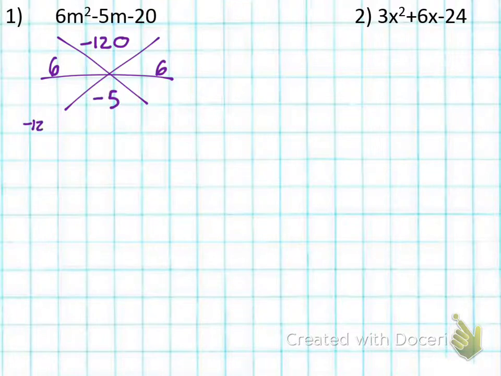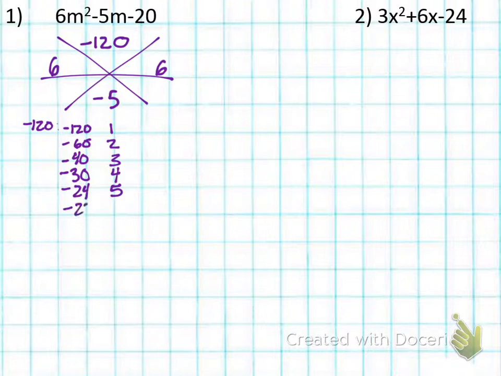Now I'm going to look at my factors of negative 120. I'm going to think strategically here, right? I want a negative and a positive because I need to multiply to a negative. Specifically, though, I want the negative number to be bigger because when I add them, I want to get negative 5. So that tells me that I need to have a negative number that's bigger than my positive number. So here are the factors that I came up with. I have 1 times negative 120, 2 times negative 60, 3 times negative 40, 4 times negative 30, 5 times negative 24, 6 times negative 20, 8 times negative 15, and 10 times negative 12.